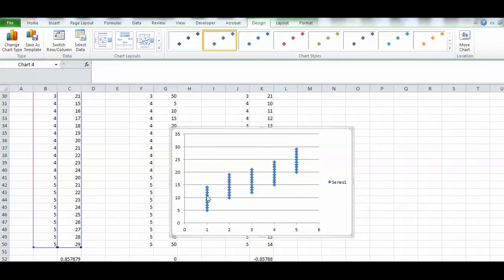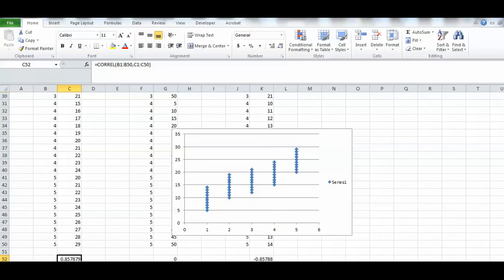So you can see that as the number of children goes up, the hours of work goes up along with it. So we have a positive correlation in this population. And it looks pretty strong. The dots are pretty close together. They're pretty close to following a straight line. So the correlation should be pretty strong. And you can see right here that the correlation coefficient for this population is 0.8578, which is pretty close to +1, the highest possible positive correlation.